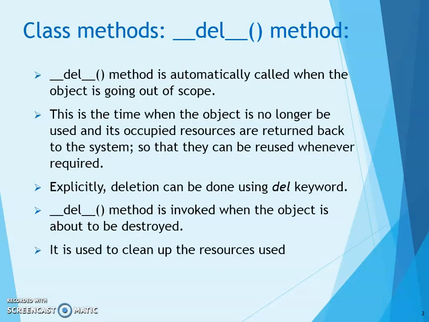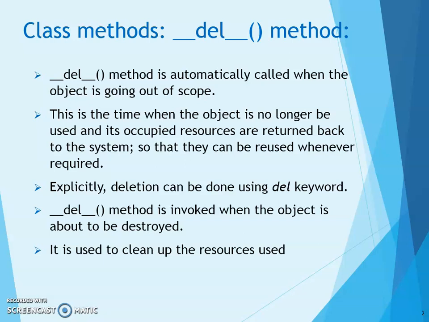So we'll start with the delete method, that is __del__. This method is automatically called when the object is going out of the scope. This is the time when the object is no longer used and its occupied resources are returned back to the system, so that these resources can be reused again whenever required.